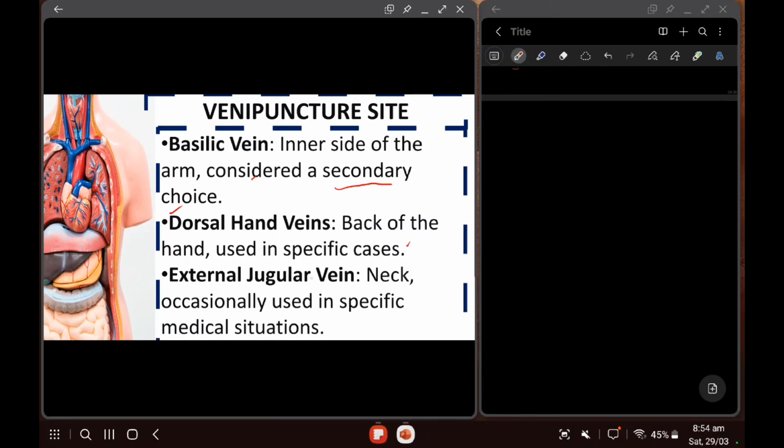Then we have external jugular vein, neck. Usually it is for a specific medical situation. So, usually po, lalo na yung mga dinadialysis, ayan. Pero yung kukuha ka ng blood, normally baka naman may mas magandang access pa. So, last resort na to, pag may mga medical condition na lang yung mga pasyente.